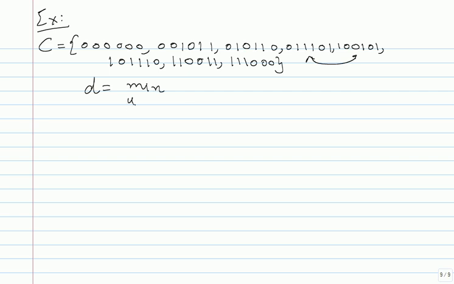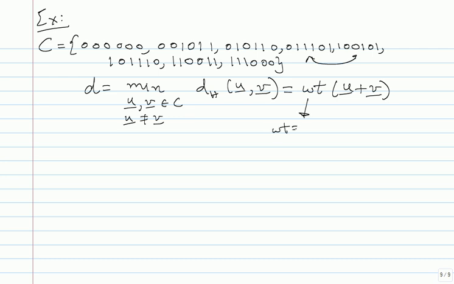What is my minimum distance? Minimum over all u, v belonging to C, u not equal to v, the Hamming distance between u and v. We'll make an observation about the Hamming distance. The Hamming distance between two vectors is what? The number of places where there is a disagreement, or the number of places where they differ. You will see the Hamming distance between two vectors is the same as what's called the weight of u plus v. Okay, what is weight? Weight is number of ones. Okay, weight is defined for one vector. Hamming distance is between two vectors. Weight is defined for one binary vector. It's equal to the number of ones. The Hamming distance between two binary vectors is the weight of the XOR, bitwise XOR of those two vectors.